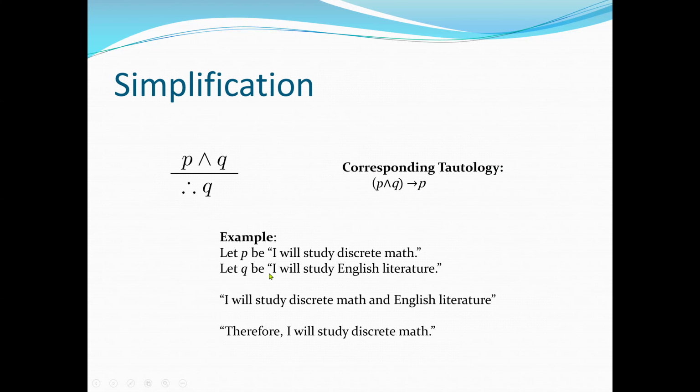So let's say P is "I will study discrete mathematics", Q is "I will study English literature". So if I will study discrete mathematics and also I will study English literature, therefore I have to study discrete. This means if I do P, I will also do Q. So if I'm studying English literature, I will also study discrete mathematics. So our condition is if you are doing one of them, then you have to do the other one also. So we say that I will study discrete mathematics and English literature. Therefore, I will study discrete math.